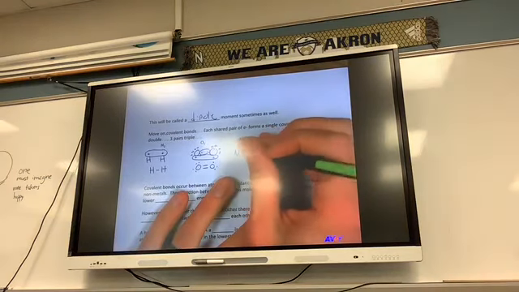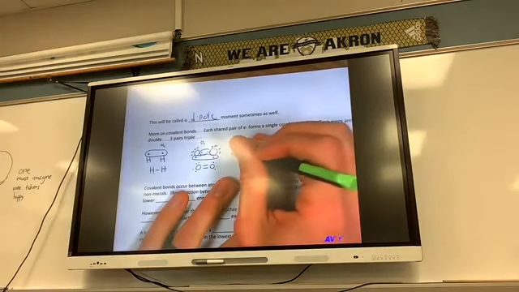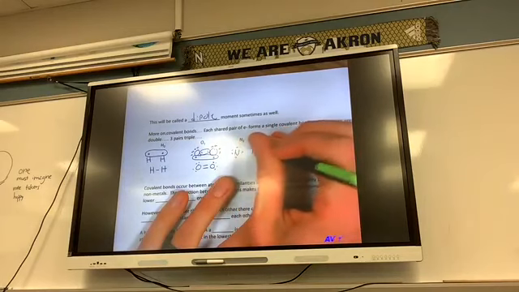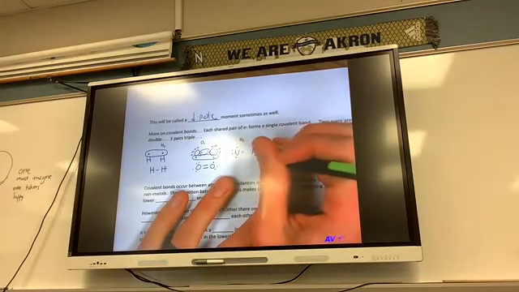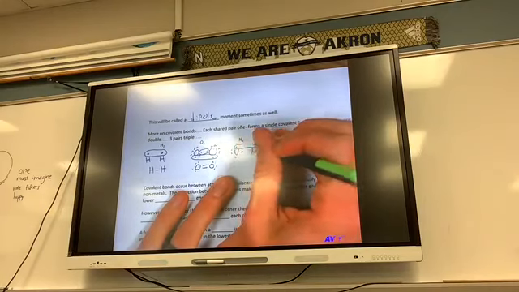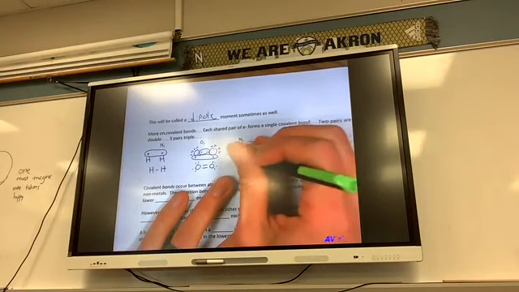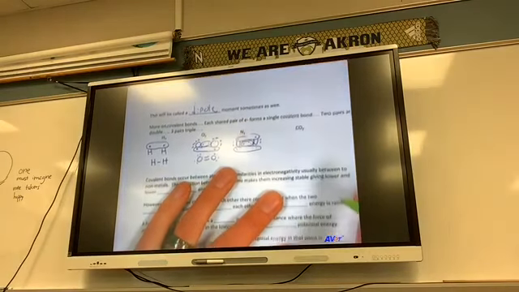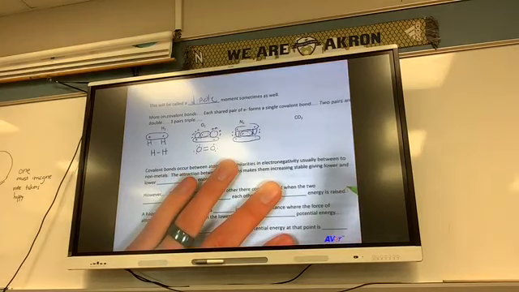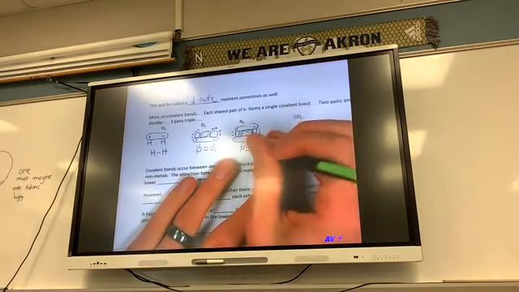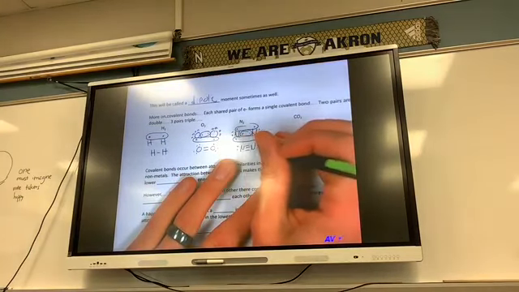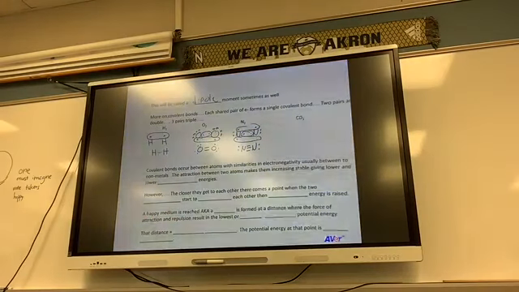Nitrogen has how many? 1, 2, 3, 4, 5. Shares 1 pair, shares 2 pairs, shares 3 pairs. So what kind of bond is in between nitrogen? Triple bond. Nitrogen triple bond to a nitrogen. Each one has a lone pair. Does it matter which electrons you get the circle around? No, it does not. And then carbon dioxide.